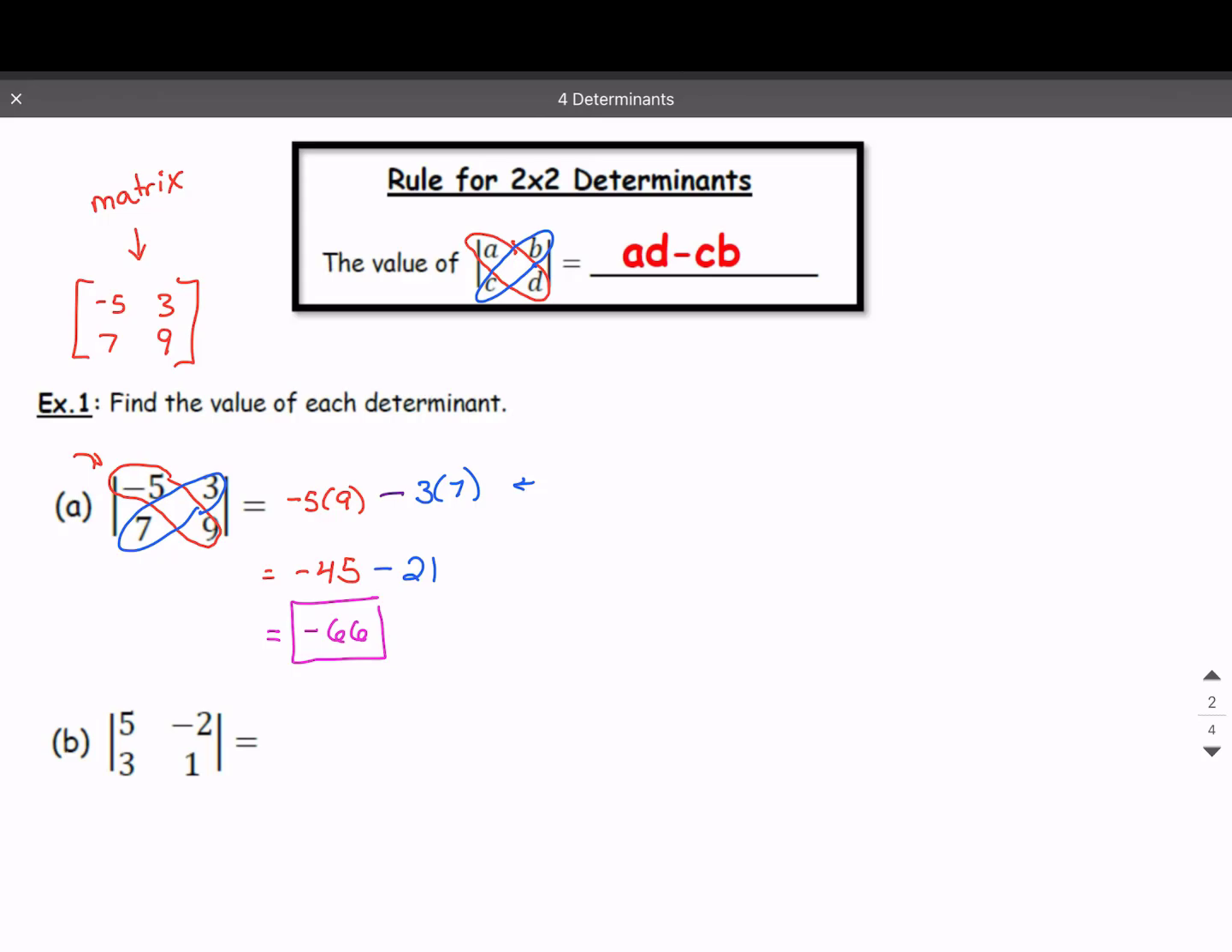Let's try another one. So again, we start at the upper left. We're going to do 5 times 1, which is just 5, minus, now we start at the upper right, -2 times 3, which is a -6, so plus 6, and 5 plus 6 is 11. And there we go. That's how we find the determinants for 2 by 2 matrix.